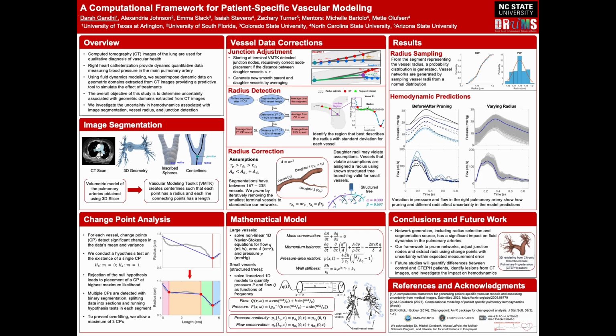We also decided to sample from a normal distribution for our radii values in the simulations, and we did 1,000 simulations based on this. The dark blue line represents the simulations with the radius value found from our radius detection algorithm, and the gray lines are from the normal distribution. We found that varying radii values was actually really important in terms of having physiologically accurate pressure and flow, but our algorithms actually created physiologically accurate pressure and flow simulations.